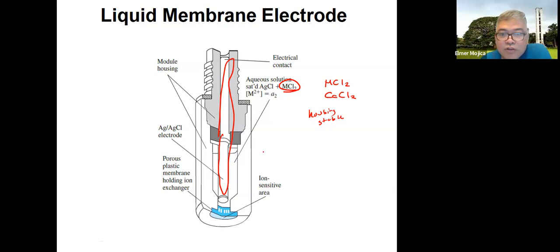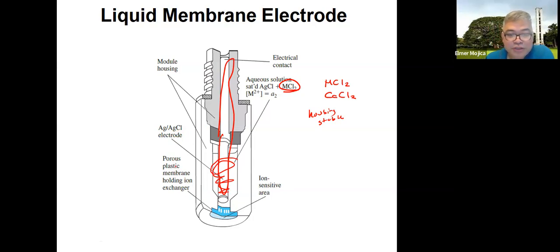Okay, so this aqueous solution that you have here, see that? So it's around here. Aside from being in contact with the silver chloride, it's also in contact with what we call the cation exchanger. That's the one where you have the porous plastic membrane that holds the ion exchanger. It contains a fixed concentration of calcium chloride and a silver chloride reference electrode.